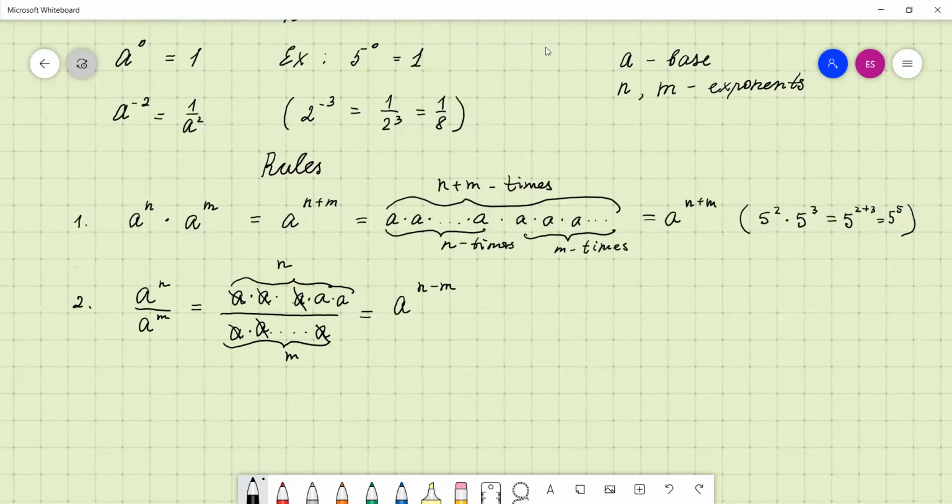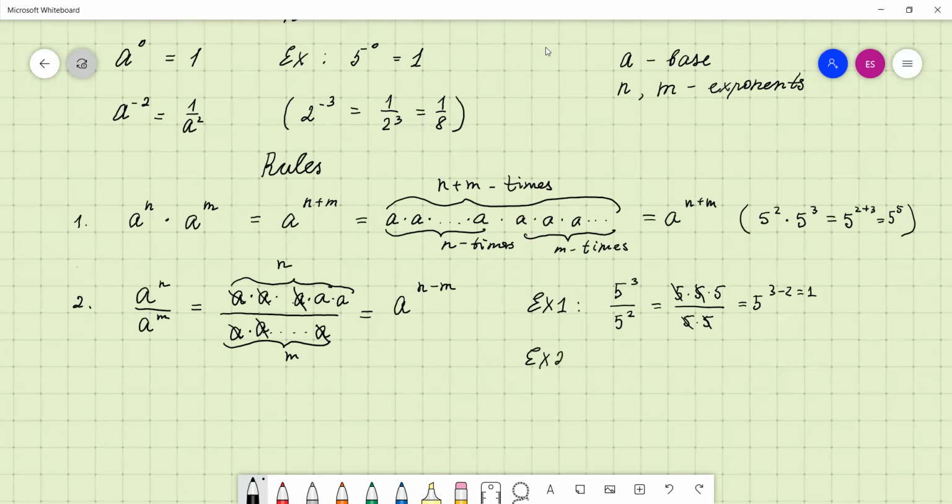Let me show you an example of how the rule is going to work. There are going to be two examples. Example number one. We have, for example, 5 to the power of 3 over 5 to the power of 2. What we have is 5 times 5 times 5 here, and over here, just 5 times 5. We cancel these, and we have 5, which is actually 3 minus 2 equals 1, right?